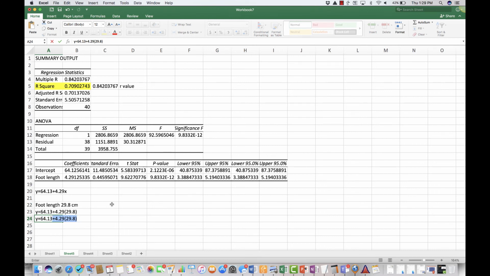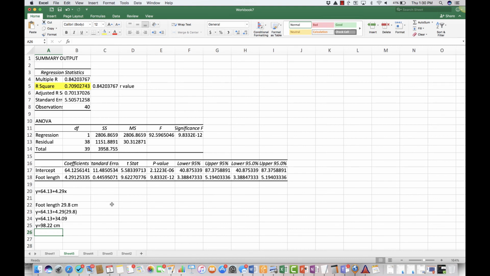Taking a calculator out, I'm going to notice that 4.29 times 29.8, and you do want to use a calculator when you're working with decimals, is 34.09. That means I would predict, when I add the 64.13, that you are 98 inches tall. Or not, excuse me, not inches, that would be very tall, 98 centimeters tall. There we go. Keeping in mind that that's just a prediction, it's not an absolute, but it does give you kind of a general ballpark.